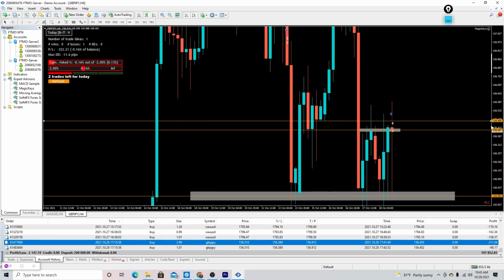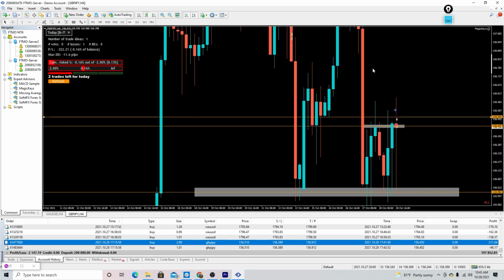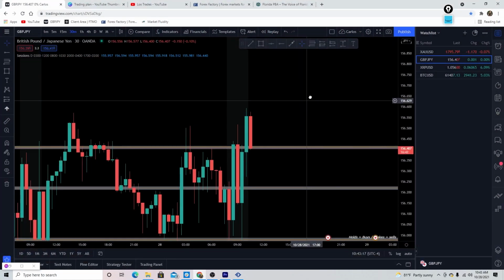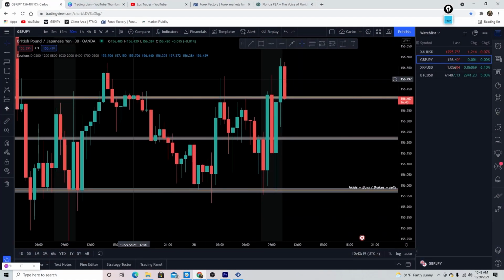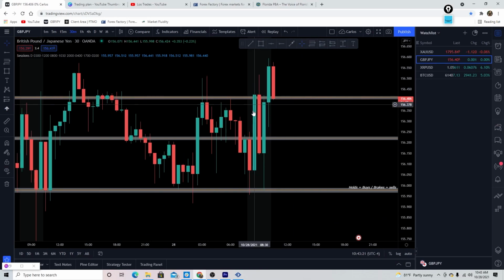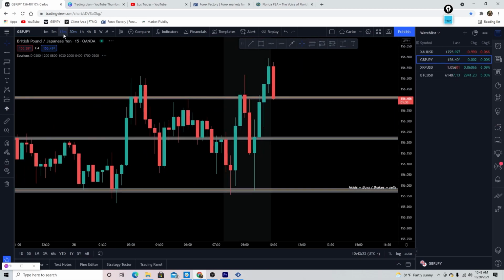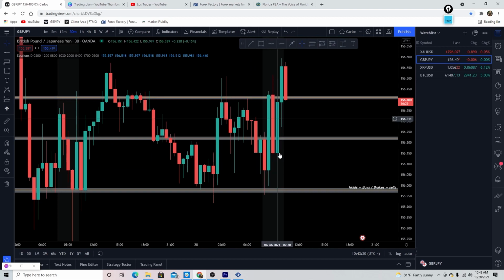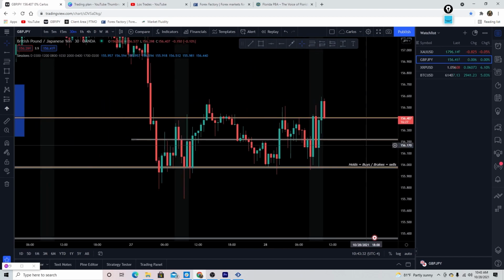GJ is really tough, man. New York sessions on GJ recently, we've been getting nothing, bro. Obviously you see big candles, but these candles are just going up and down, up and down. It is so hard to trade these candles. So I mean, it is what it is.